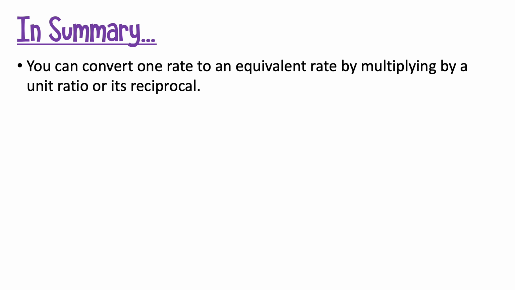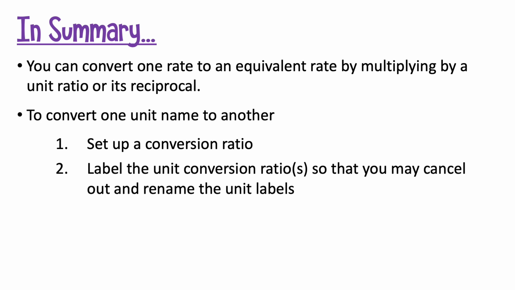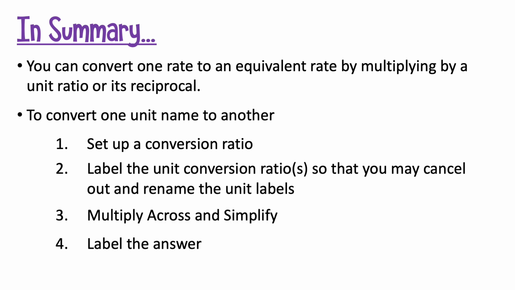In summary, we can convert one rate to an equivalent rate by multiplying by a unit ratio or its reciprocal. This is how we change the name of the unit labels. To convert one unit name to another, set up our conversion ratios, label the conversion ratios carefully so that we may cancel out and rename the unit labels, multiply across, and simplify. Last but not least, make sure you label the answer correctly. And that's all.